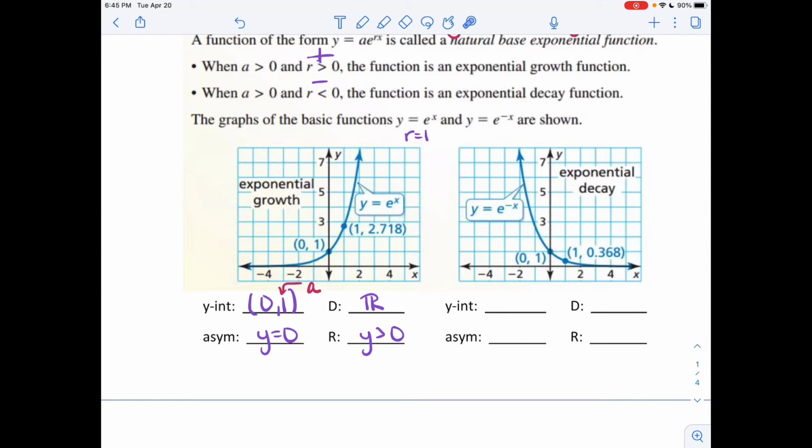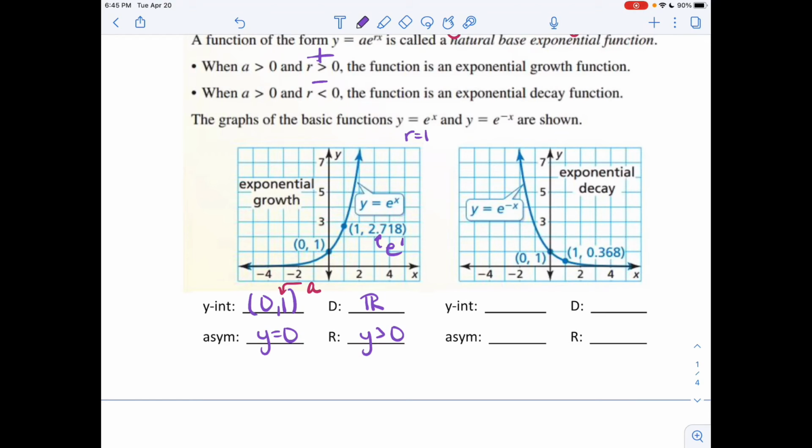Notice that at a value of 1, we are at a y value of 2.718. Well, that is e raised to the first power, right there. So that is, in effect, our b value that we learned before. Remember, at 1, our value was at b.